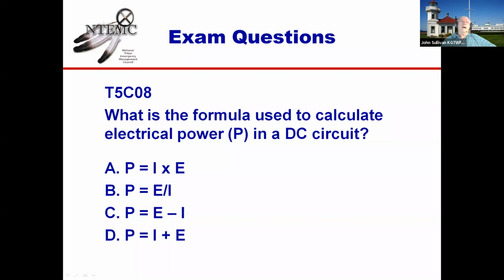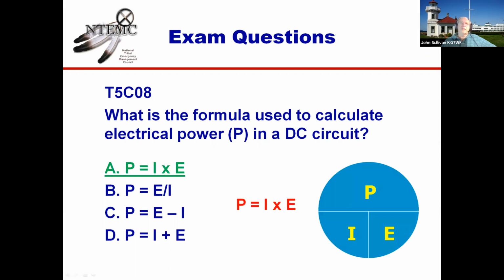Now we're talking about power. What is the formula used to calculate electrical power in a DC circuit? Remember the pie, and the P was on top, so P equals I times E. P equals I times E. You have your pie chart, so to speak.